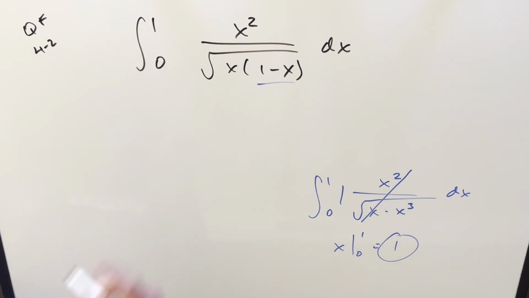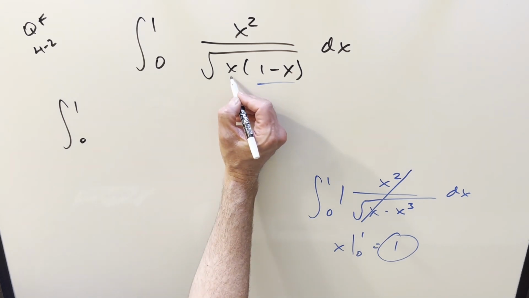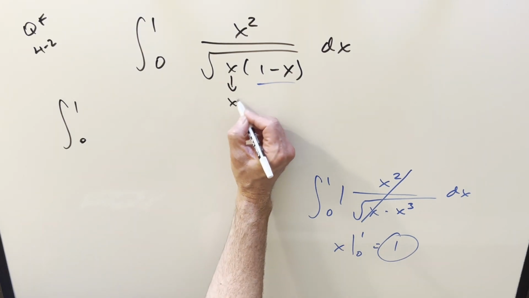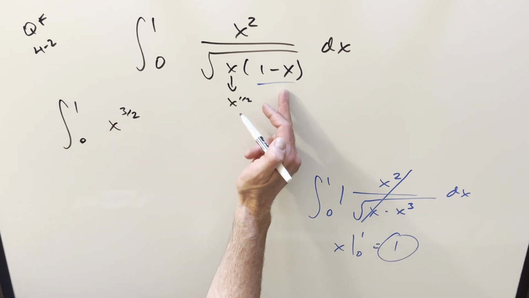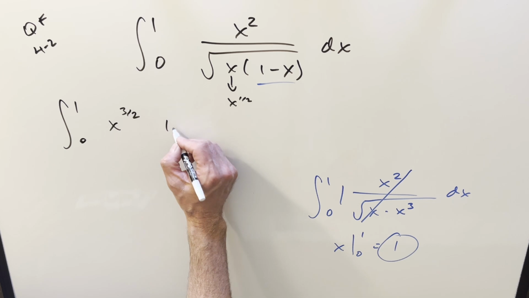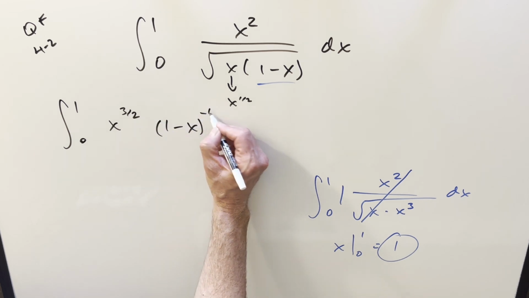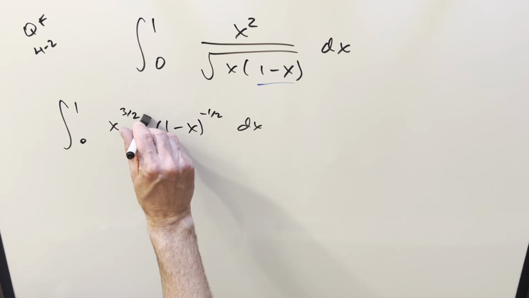In our problem, it's not quite this simple, but we can still kind of just smash everything together because we can look at this x inside the square root as x to the 1/2 divided in, and we get x to the 3/2. Bring the 1 minus x part into the numerator, and I can write it as 1 minus x to the minus 1/2. But let me just rewrite the exponents to make it clear what's happening.